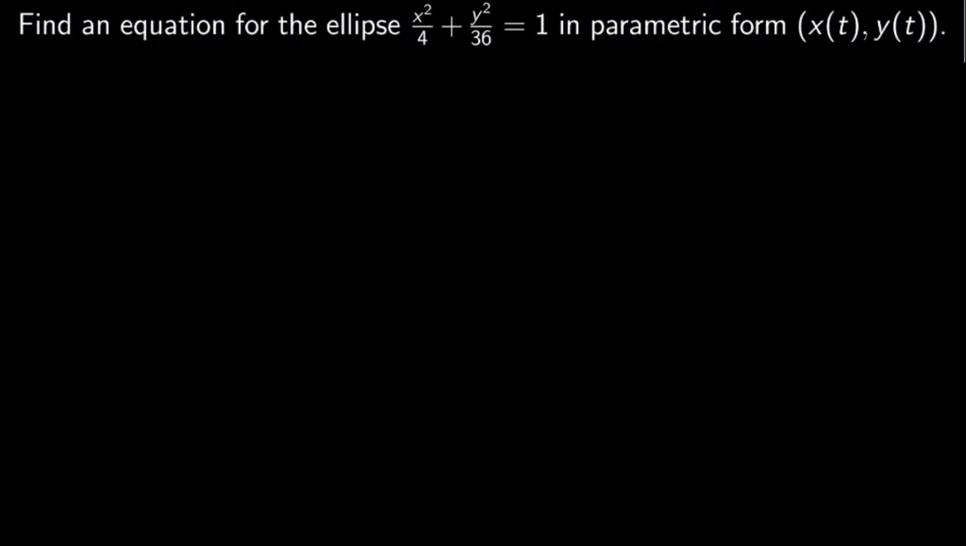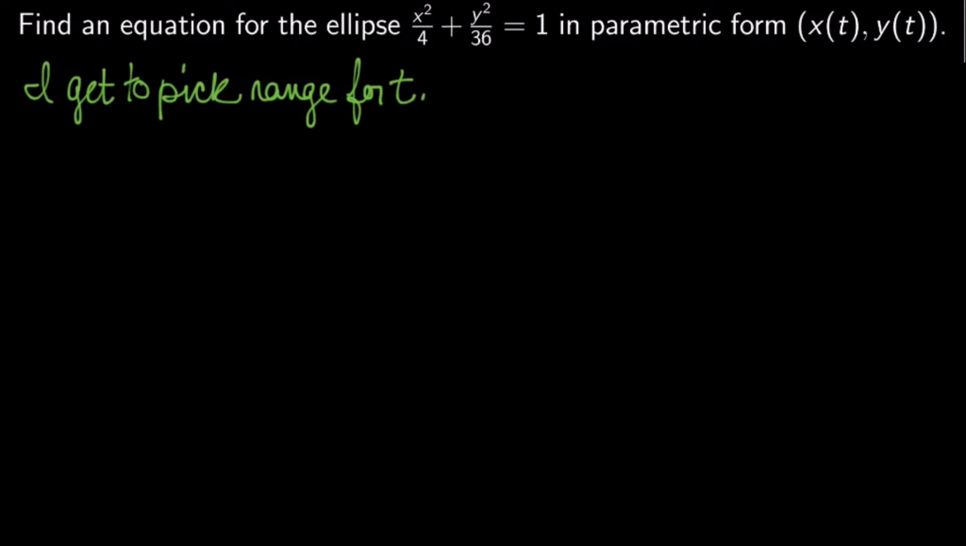Now, the first thing I want to say is that I get to pick the range or interval for t. That is a choice that I get to make. Because I'm making a choice, that means there's going to be more than one correct solution. However, I'm going to pick the generic choice. Now, the generic choice for a circle is 0 to 2 pi, right? And an ellipse is kind of like an oval shape, which is kind of like a circle. So that means I'm going to pick the interval 0 to 2 pi for the ellipse as well.